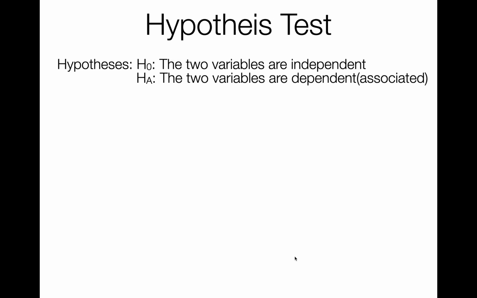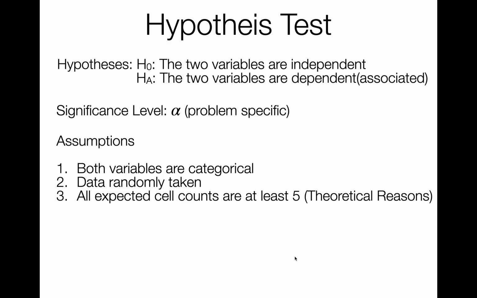Now on to the actual hypothesis test. This is the moment you have all been waiting for, the steps that will help you complete the actual problems. The hypotheses, we have the null and alternative as usual. The null hypothesis is that the two variables are independent, and the alternative hypothesis is that the two variables are associated or dependent. You don't need to write both like I did here. Just write associated. The significance level, of course, is stated in the problem and problem specific, so we'll skip over that for now, but it serves the same purpose.